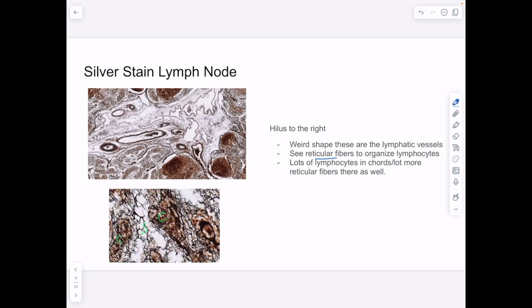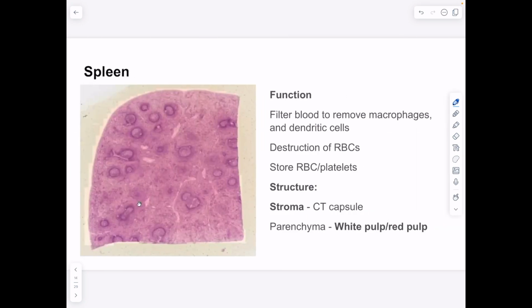Basically, it's to show we have a lot of reticular fibers in our lymph node that are doing the organization, and you can see that in the cords, the darker regions, you have a lot of different lymphocytes, and you have more reticular fibers, and then in the sinuses, you have some reticular fibers, but again, it's mostly set to the cords.